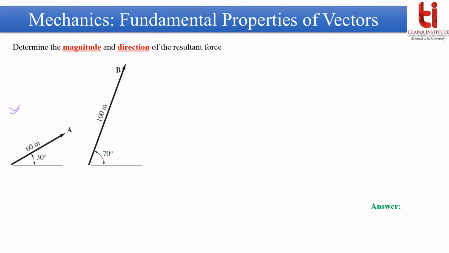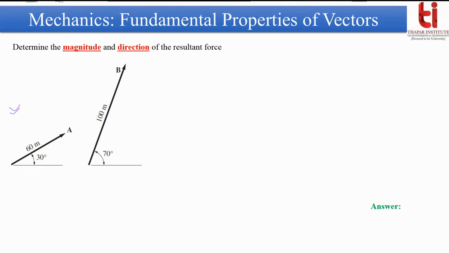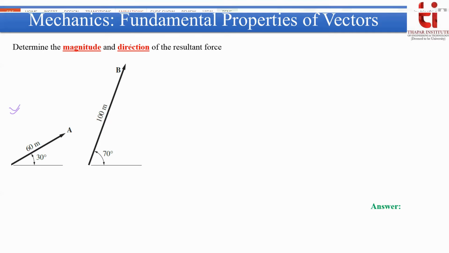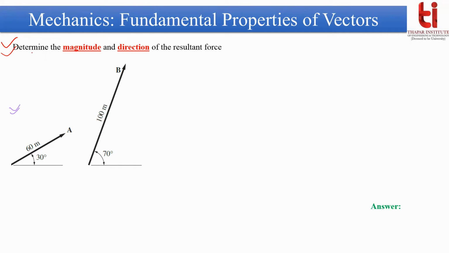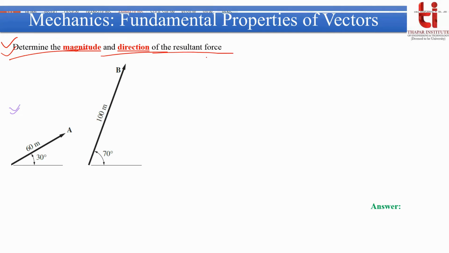That's all about philosophy, or you can say theory, regarding this equilibrium of points. Now we can come to the problems or examples. So this is one example where you can see two forces are given, and you are asked to determine the magnitude and direction of the resultant force.